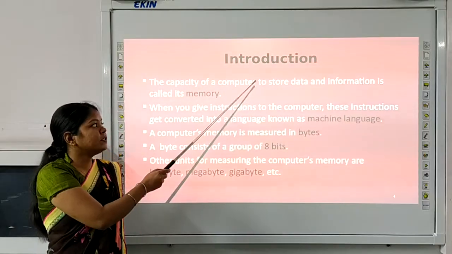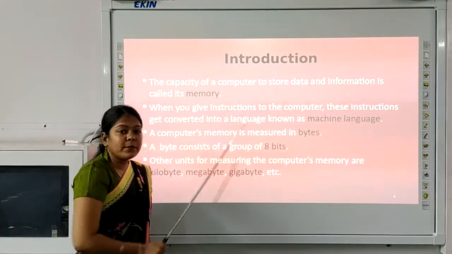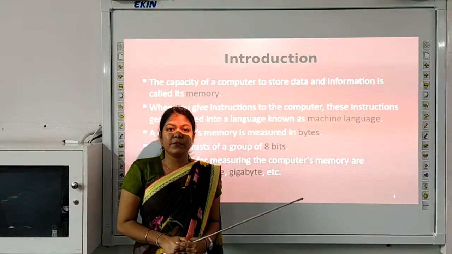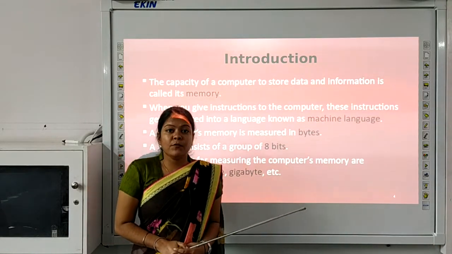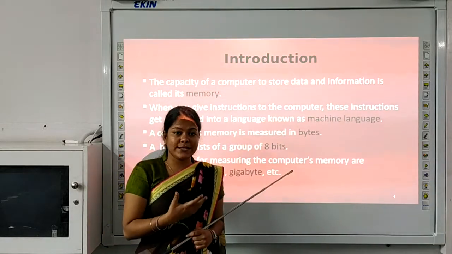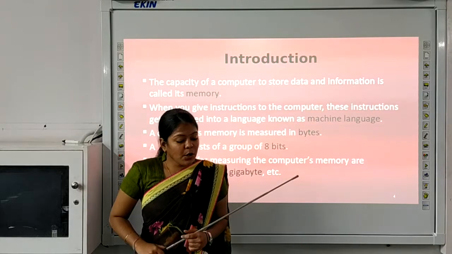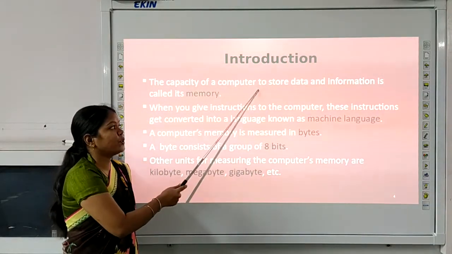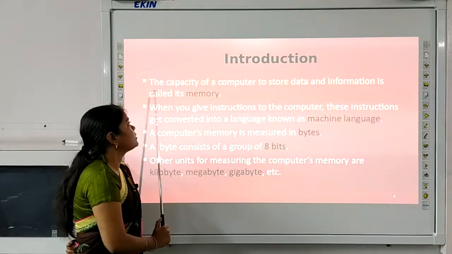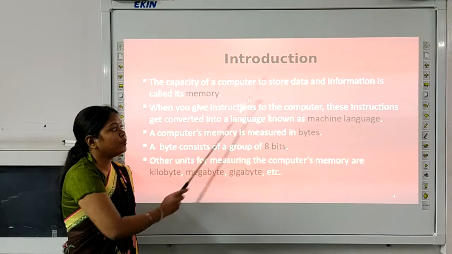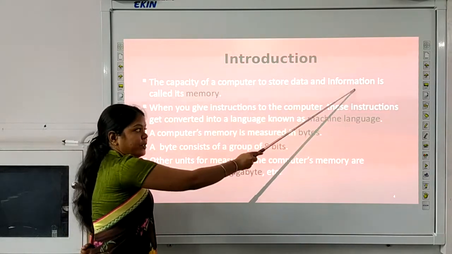Students, let's start with the introduction of this chapter. Okay. Students, we use computer to store text documents, images, video and audio files. For that, computer has a memory. Okay. Computer ke paas memory hoti hai to store various data and information. Now, this capacity of a computer to store data and information is called its memory. So, aapki memory kya hoti hai? The capacity of a computer to store the data and the information.